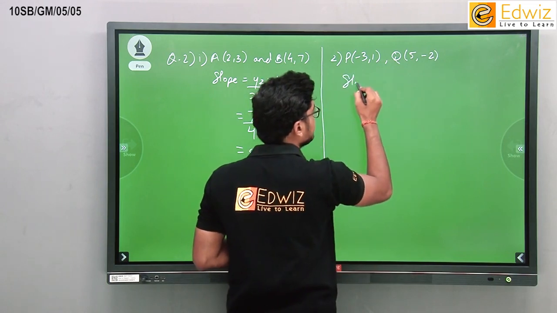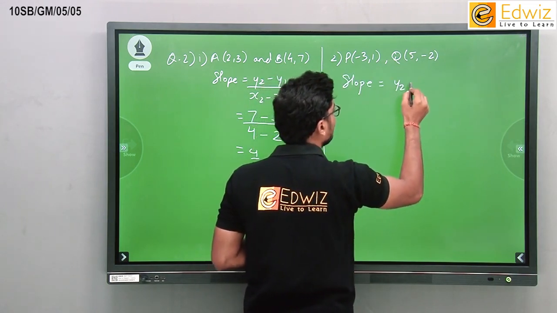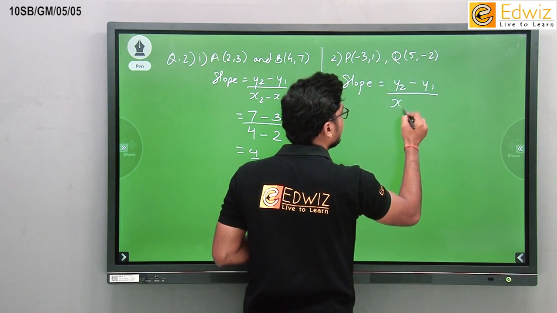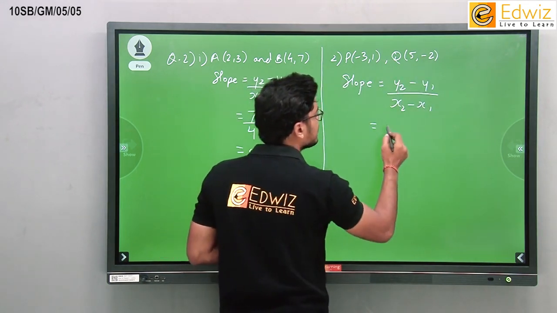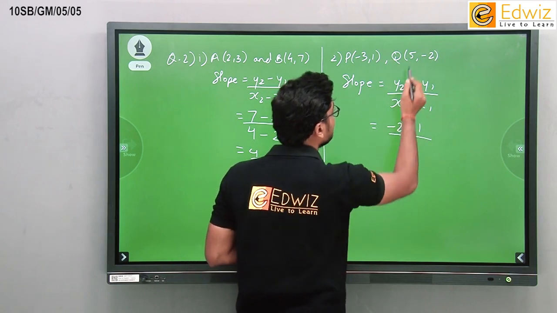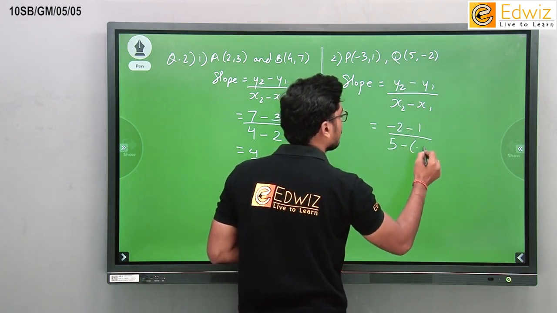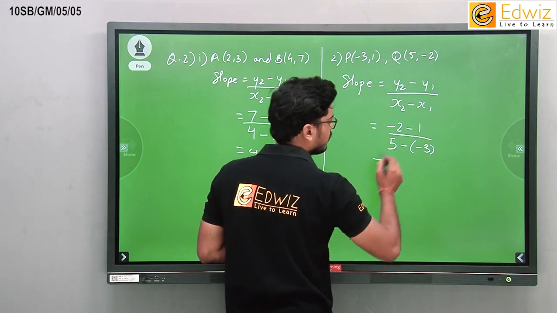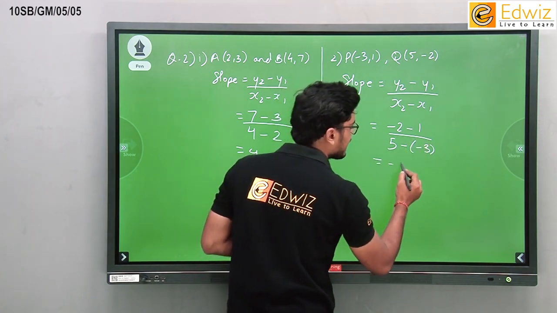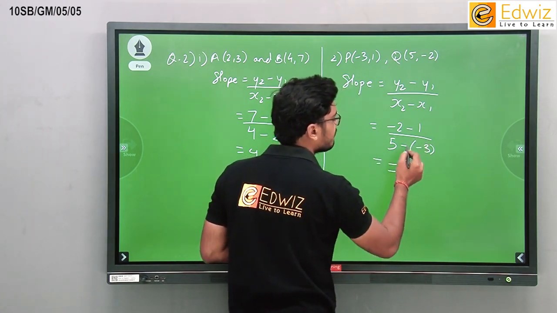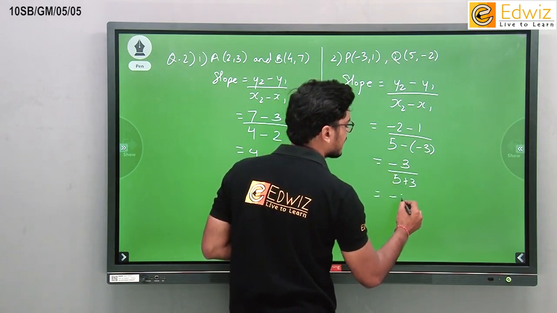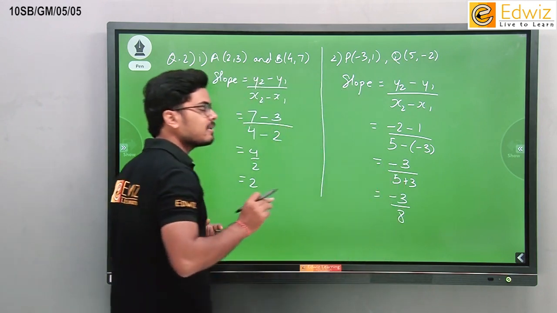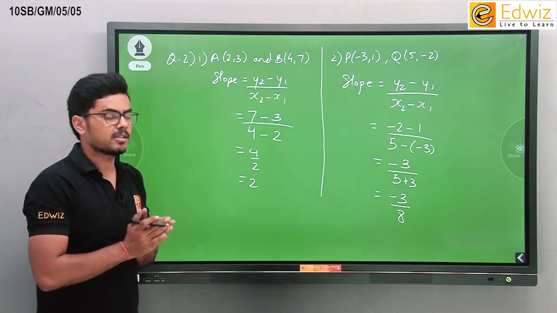So the slope by the same formula is equal to y2 minus y1 divided by x2 minus x1. Okay, so minus 2 minus 1 divided by 5 minus 3. So the answer you will get here is minus 3 divided by 5, minus minus will become plus, 5 plus 3. So the answer is minus 3 upon 8.